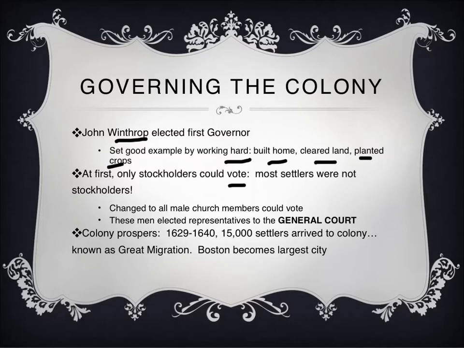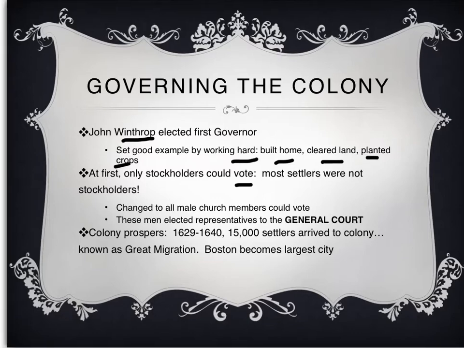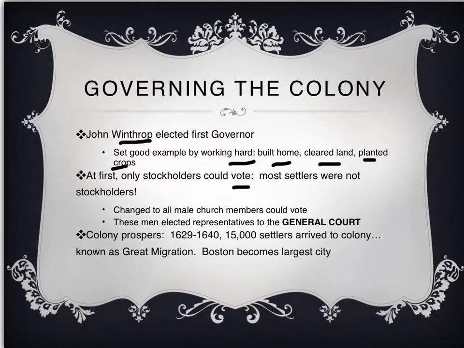And they said that all male, remember ladies can't vote, sorry, all male church members could vote. And guess what? Almost every single male is probably a member of the church. All right. Now, these men elected representatives of what they call the General Court. Again, you're going to see an example of representative government. Okay. They're going to choose people to represent them.